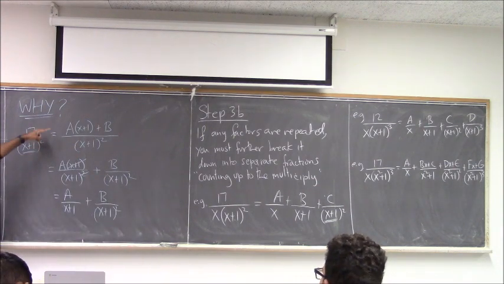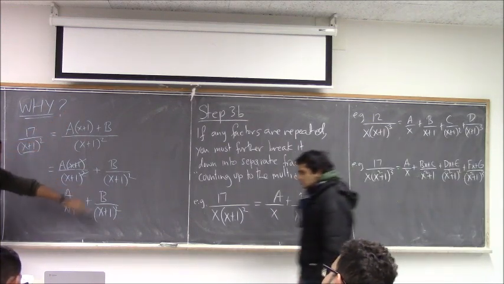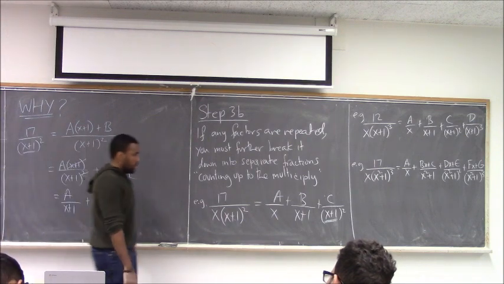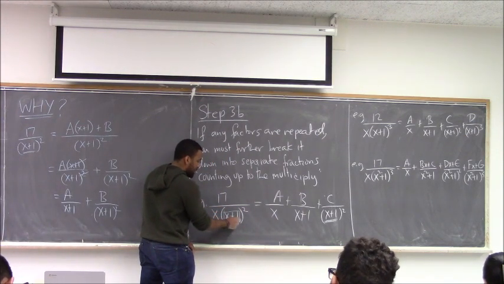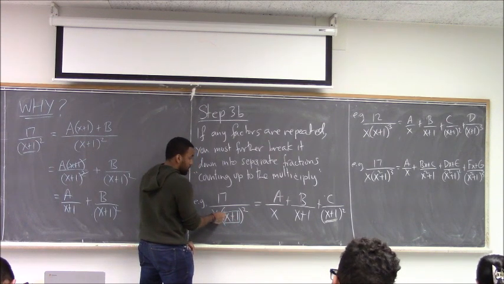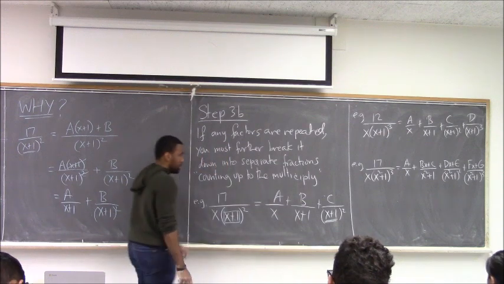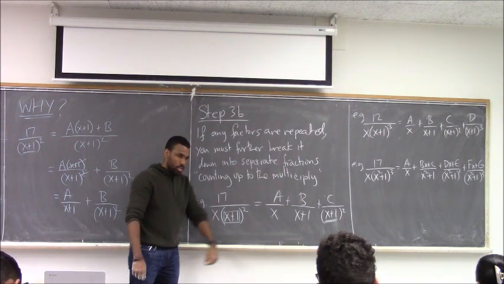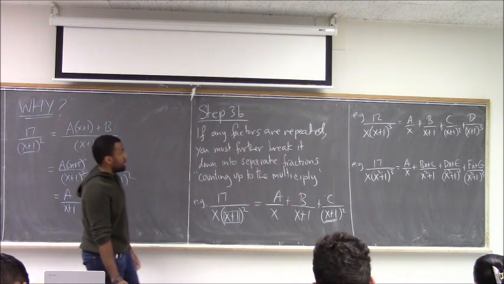So by following step 3, but doing it in a more convenient way, you're allowed to break down the fraction even further. Whenever a factor is repeated, you're going to repeat it. The numerator is going to follow the inside fraction. So it's still linear here, so you're still going to have just constants on top. But because it's repeated, you count up to the multiplicity. Just add all these fractions. So that is step 3D.